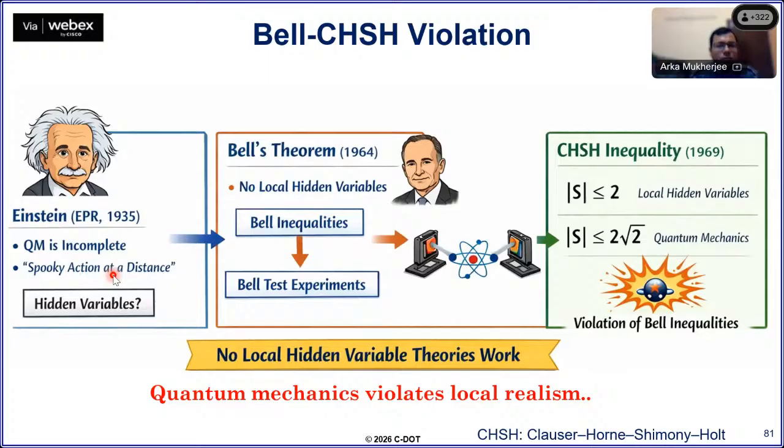But in 1964, Bell came up with a theory, the Bell inequality, and he said there are no hidden variables. Later, in 1969, CHSH, the four scientists, came up with an actual experiment based on Bell's theory, where this parameter is at most 2 for classical correlation and at most 2 root 2 for quantum mechanical correlations. That's how this system works, and quantum mechanics violates local realism.